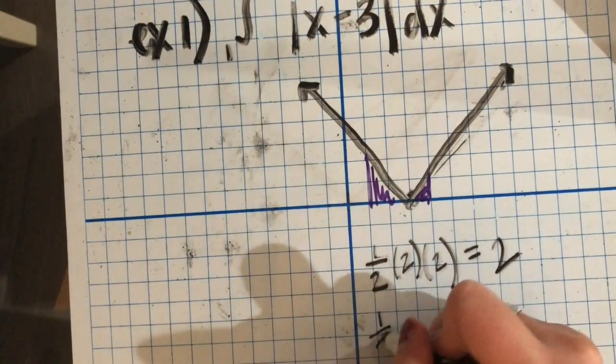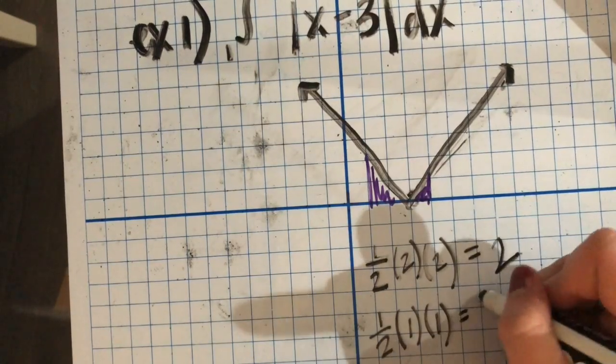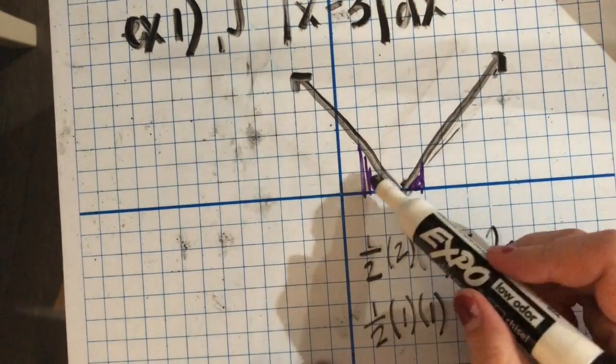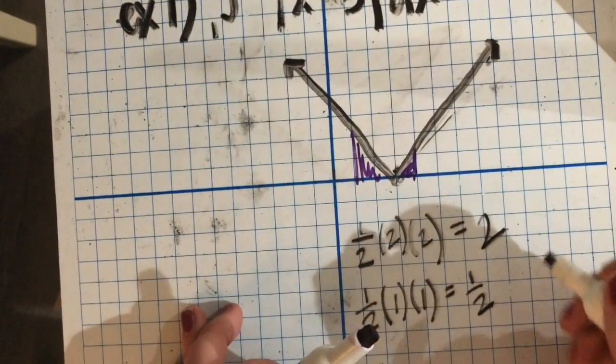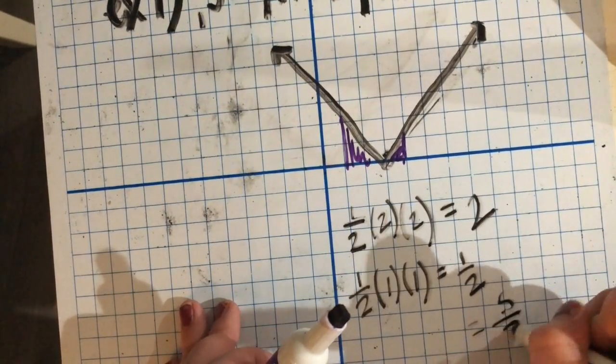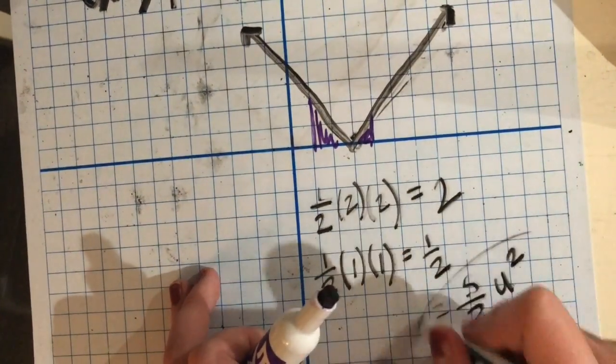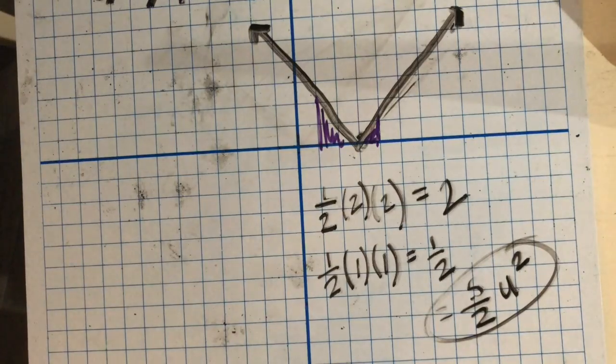This next one is 1/2 times 1 times 1, which would give me 1/2. Both of those are going to get added together to give me 2.5, or we know that that is equal to 5/2, and we calculated area, so we're going to say units squared. And there is our answer for example 1.